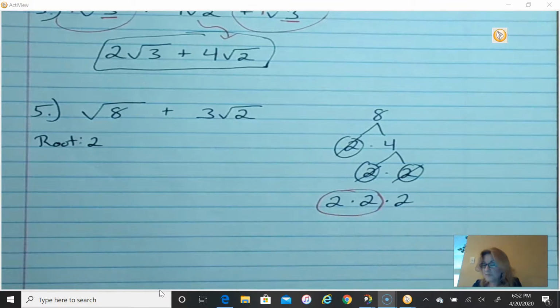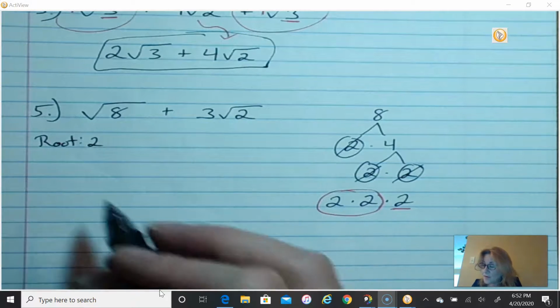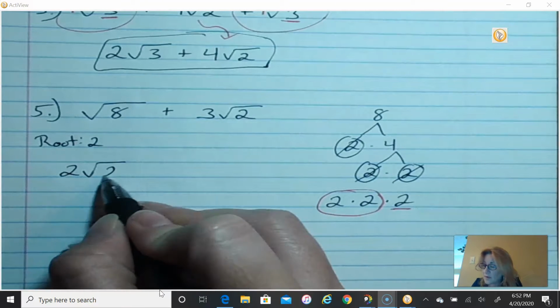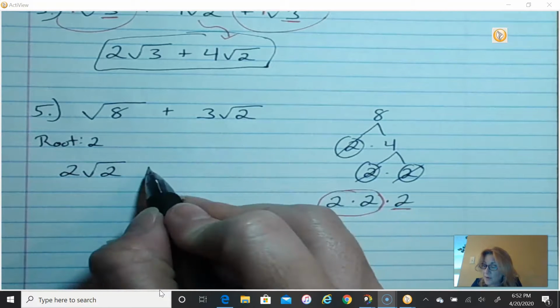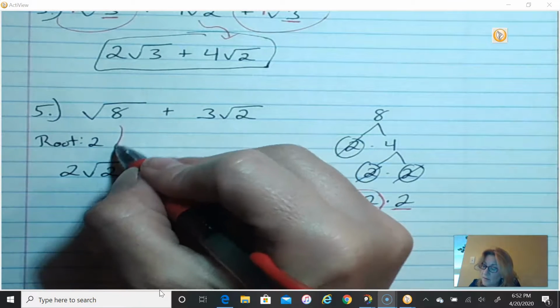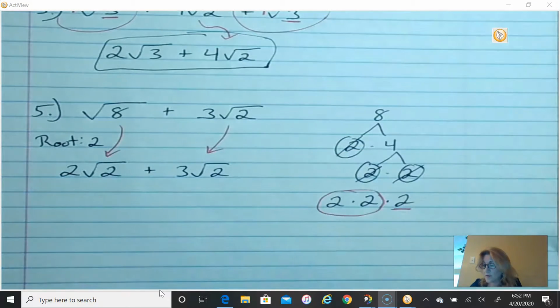So, Tanya, how many 2's do I circle? 2. So I'm rewriting this. Remember, this goes on the outside, that's on the inside. So that's 2 times square root of 2. And then I'm bringing that down because there's nothing I can do to it. So here's this one and here's this one.